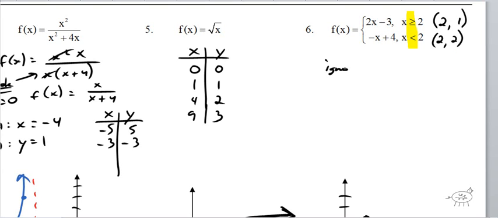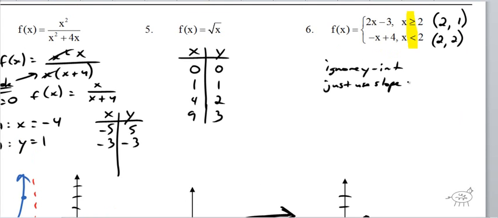So ignore y-intercept, just use the slope. So when it's greater than or equal to 2, that means it's going to the right. Do you guys agree with that? It's to the right of 2, and less than 2 is to the left, like a number line. So do you guys agree that the slope is 2?